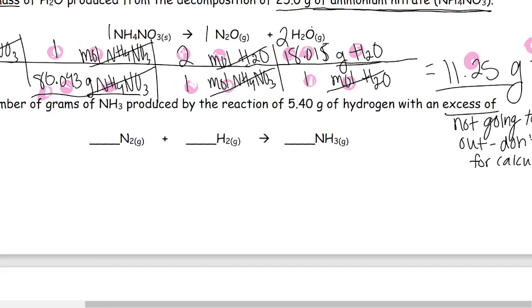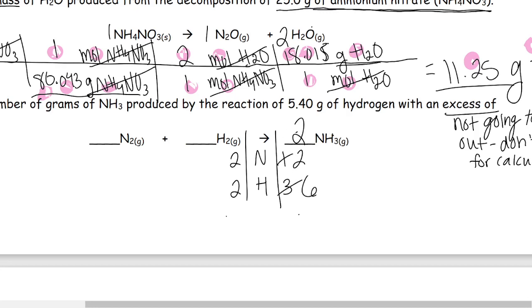So first step, just like always, balance your chemical equation. I have nitrogen and hydrogen, 2 atoms of nitrogen, 2 atoms of hydrogen. On my product side, I have 1 nitrogen and 3 hydrogens. Since I have a 2 and a 3, oftentimes we want to make this into a 6, so I'm going to multiply by 2 on my product side. 2 times 1 nitrogen gives me 2, and 2 times 3 hydrogens gives me 6.